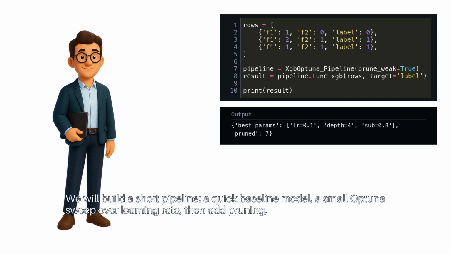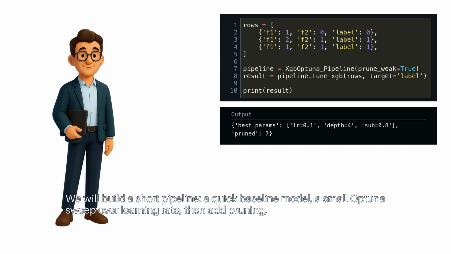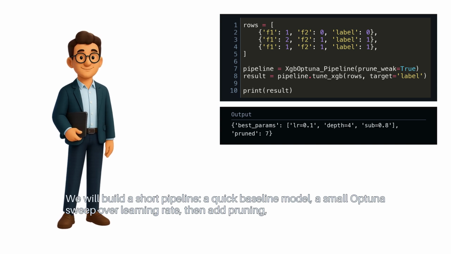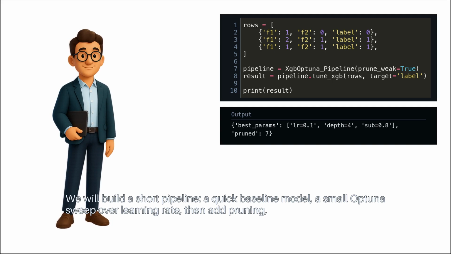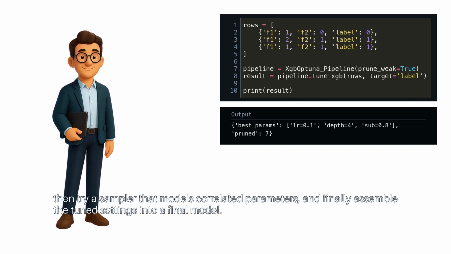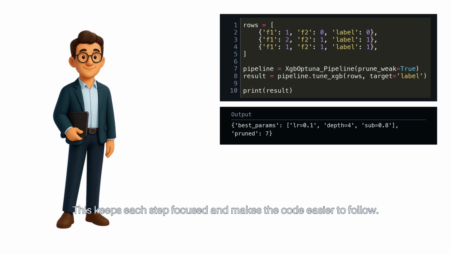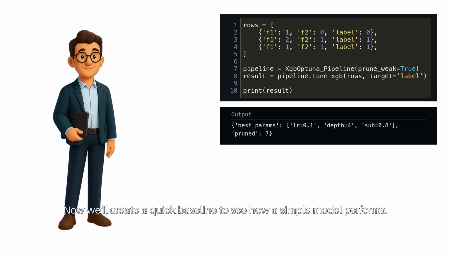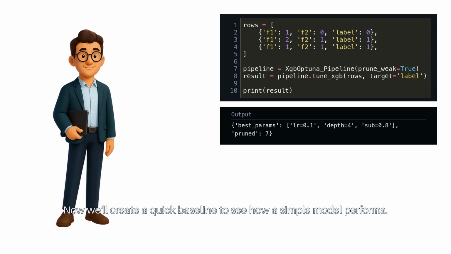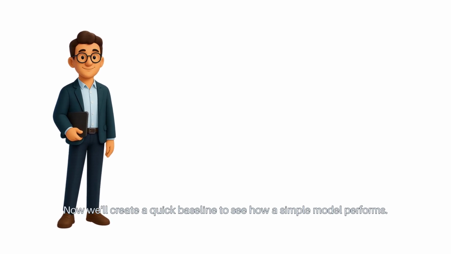We will build a short pipeline: a quick baseline model, a small Optuna sweep over learning rate, then add pruning, then try a sampler that models correlated parameters, and finally assemble the tuned settings into a final model. This keeps each step focused and makes the code easier to follow. Now we'll create a quick baseline to see how a simple model performs.